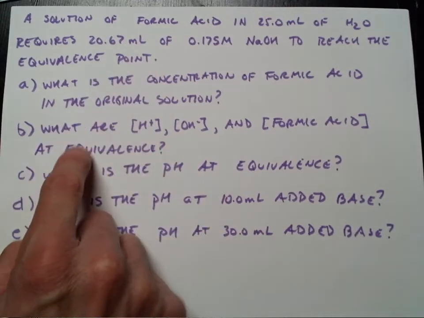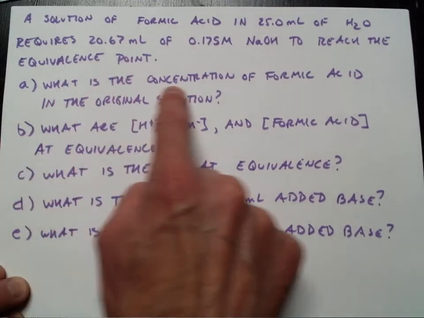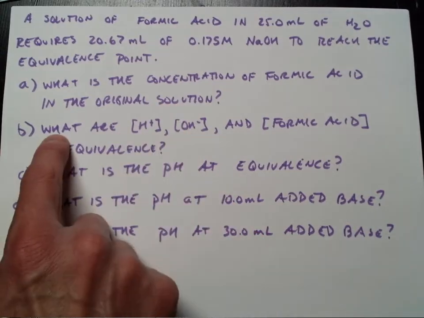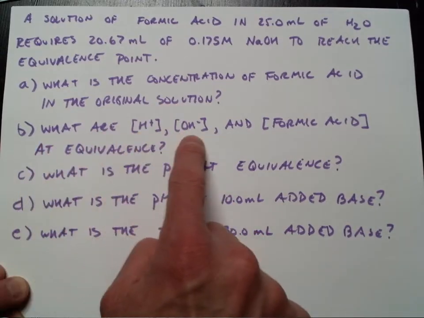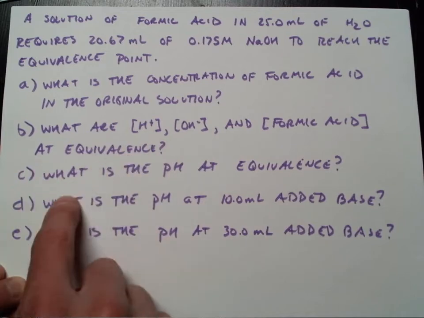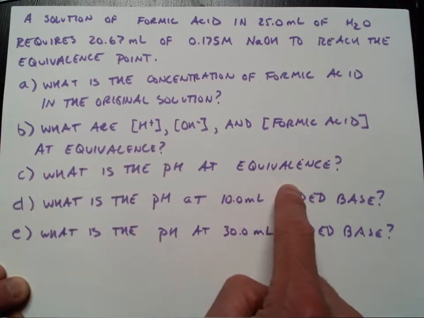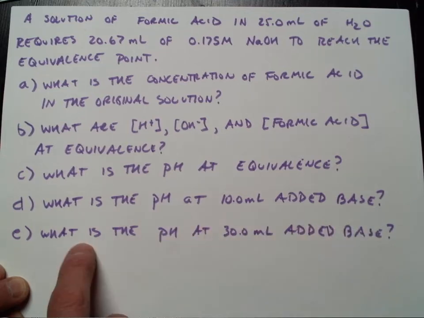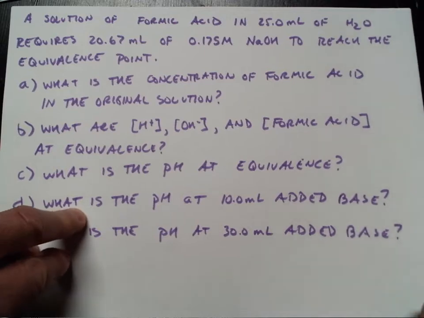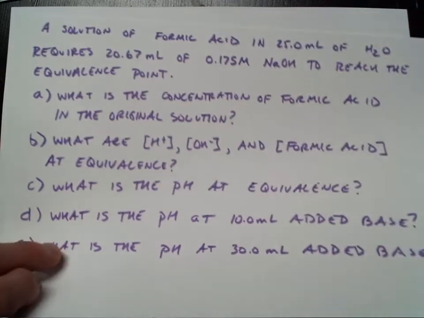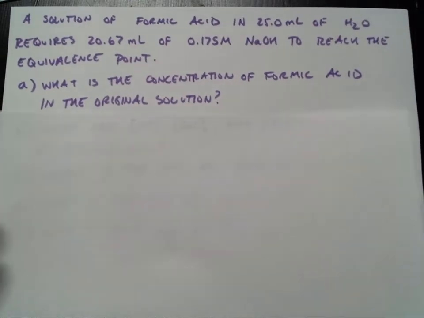We've got a lot of stuff to figure out here. We want to know the concentration of formic acid in the original solution. We want to know the concentrations of protons, hydroxide, and formic acid at the equivalence point. We want to know the pH at the equivalence point. We want to know the pH at 10 milliliters of added base, and we want to know the pH at 30 milliliters of added base. So let's begin just by figuring out what is the concentration of formic acid in the original solution.